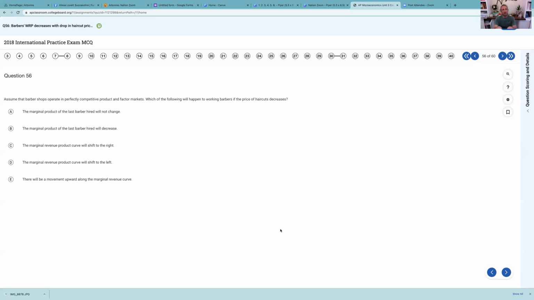If the price of haircuts goes down to $9, now you can't hire that guy, because if he's still only cutting 10 heads of hair, generating only $90, and you have to pay him $100, you're not going to hire him. So the marginal product of the last barber hired is going to go up, because they have to cut more heads of hair for it to be worth it, because the price of haircuts has dropped.